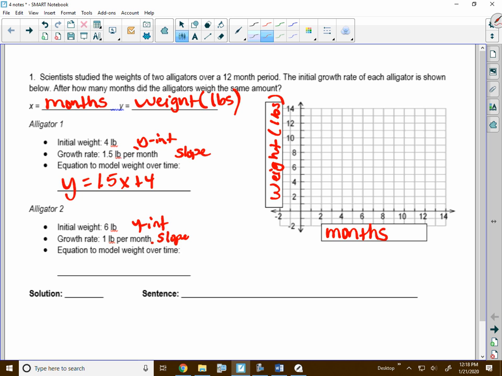Totally fine. Okay. I got alligator 2. Growth rate is 1 pound every month plus that initial weight of 6 pounds.